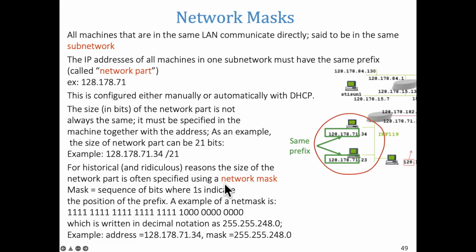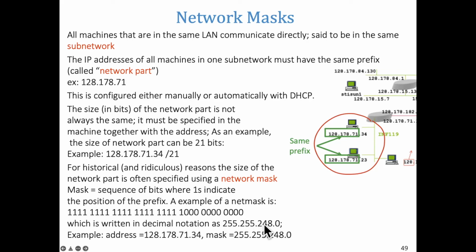For some historical, ridiculous reasons, people use the network mask. The network mask is a stream of 32 bits. The values of 1 indicate where the network prefix is. If you have 21 bits, we put 21 ones and the rest is zeros. Then we have a completely unreadable thing, so we do the same trick as we do with IPv4 addresses. We divide it into 4 pieces, each of 8 bits, and we use the decimal representation.